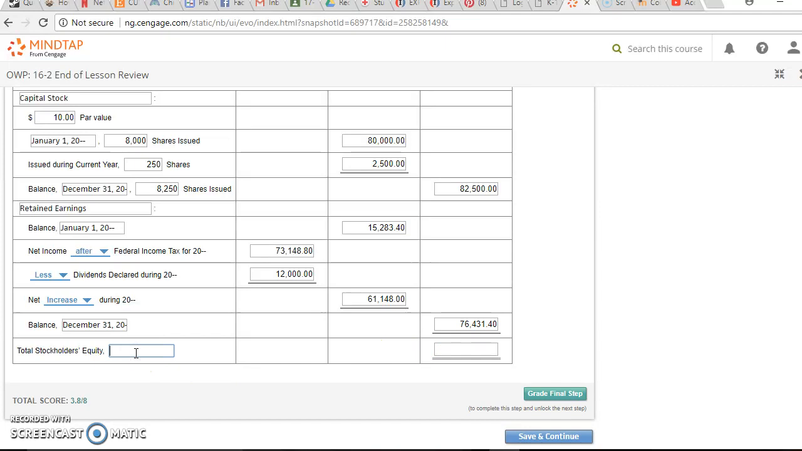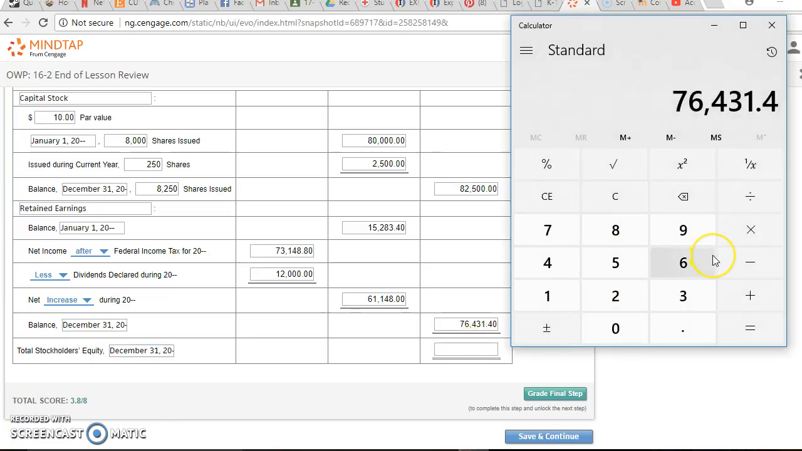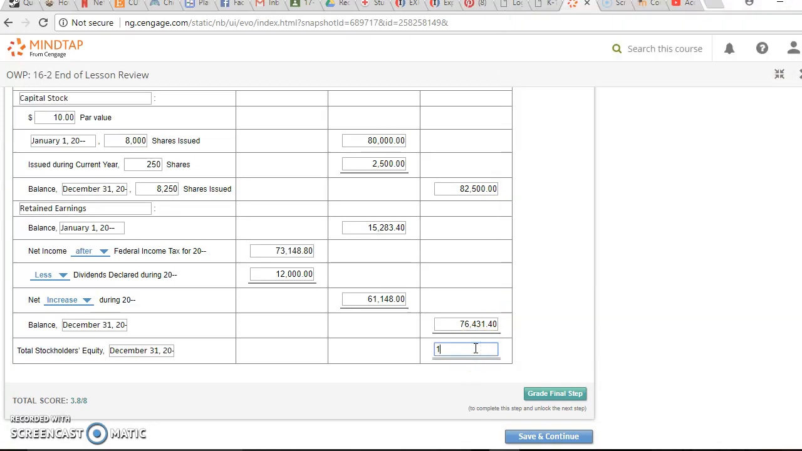And so then total stockholders' equity is the capital stock plus the retained earnings. And this is at the end of the year. We're going to add those two together then. Is 158,931.40.